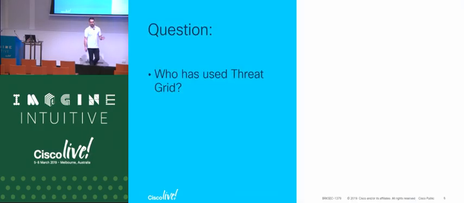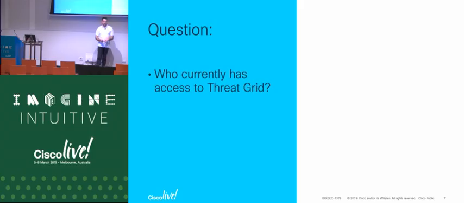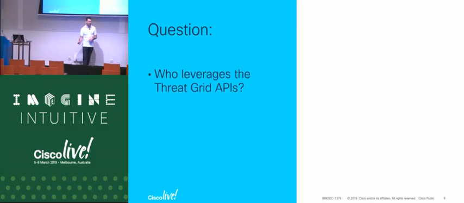Who has used ThreatGrid before? Raise your hands. One person? All right. So given nobody's used it, I assume nobody in here has access to ThreatGrid currently? Not even through ESA, Firepower, et cetera, submitting samples? Anybody have anything that does that? No? All right. And I would also assume, given the last two questions, that the answer to this one is probably also going to be a no if nobody has access to it and they don't really use it.